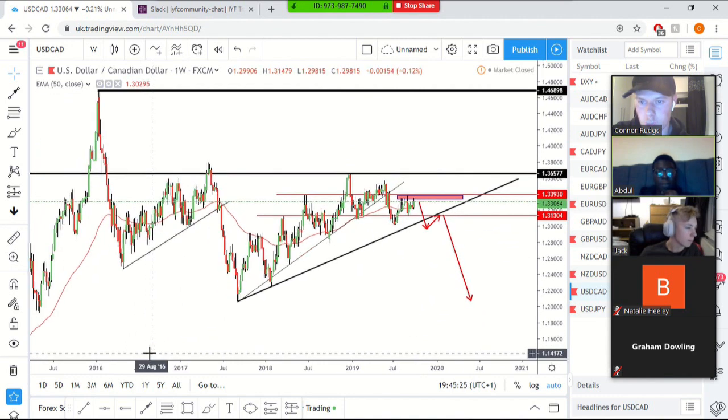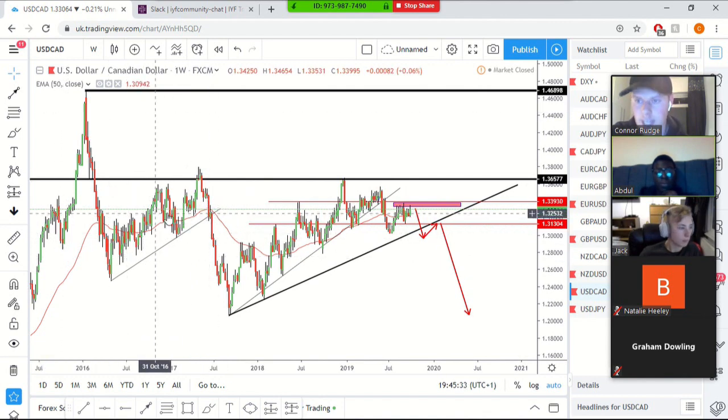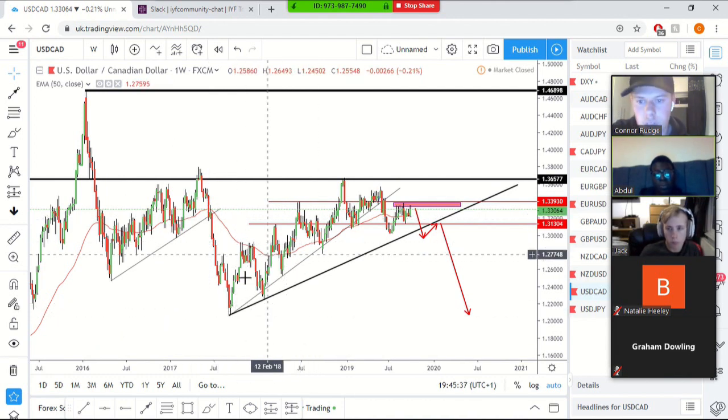So as you can see on the weekly, we've got quite a nice move. An impulsive move to the upside, then a corrective move to the upside after this big impulsive move. And then you can see we've got this retest here and then come back down. Now we sort of had something similar.